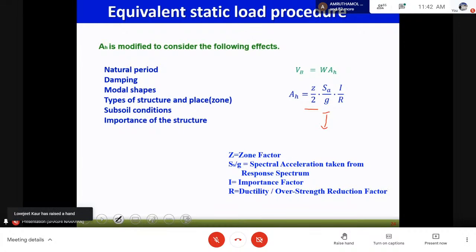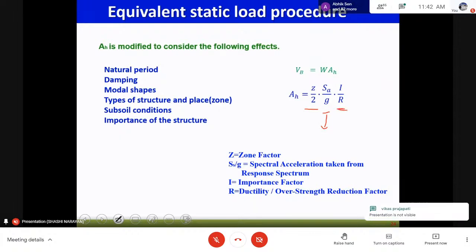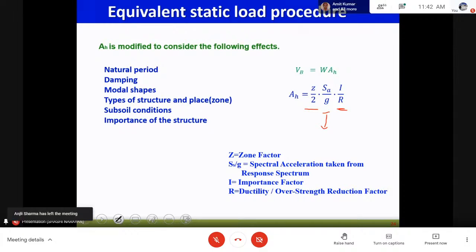If it is a hospital building, I will be 2, and the ductility requirement comes into R. If we have a ductility or overstrength requirement, then R is nearly 5 for our ductile design. So this whole A_h is a function of what all? The time period, that is the natural period of vibration, then the damping and mode shapes. Actually A_h does not depend on mode shapes, but the V_B distribution takes into account the mode shape of the structure, that is, the modes coming from free vibration. Then the type of soil, structure and the place: the zone comes into your Z, and the type of soil governs our Sa by g.